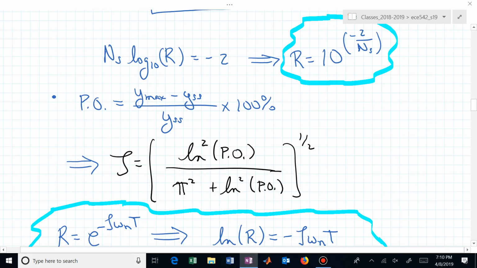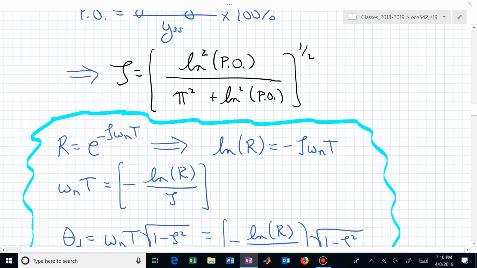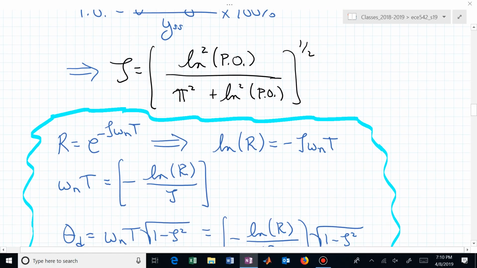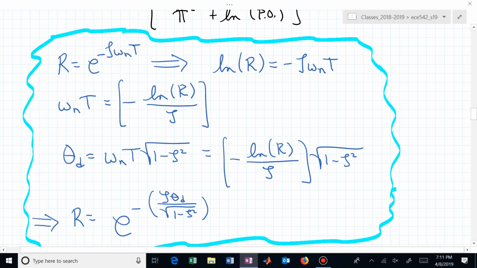Then there's all sorts of ways to play with the interrelationships of these expressions. The percent overshoot, once you have PO, you can find zeta. And once you have zeta, and maybe once you have R, you can then find an expression for omega sub n T, and omega sub n T is floating around in this theta sub d formula, and you can now find an angle theta sub d if you're just given R and zeta. And if you look at that relationship for theta sub d in terms of R and zeta, you can actually back out R from that and say, oh, if somebody gives me zeta and theta sub d, I can give you the radius.